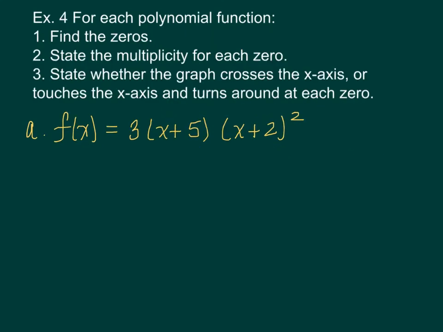Okay, our final example, example 4, we're going to learn about finding the zeros, which is the same thing as x-intercepts. So if you see zeros, that's what they mean. So finding the zeros is like finding the x-intercepts. Then we're going to state the multiplicity for each zero. Multiplicity means how many times it occurs, which can be given by the exponent.